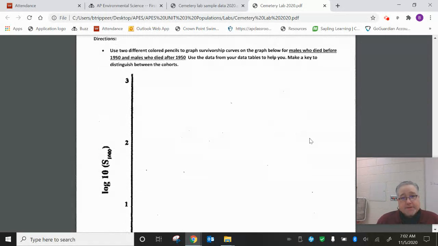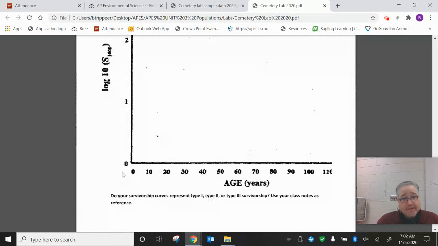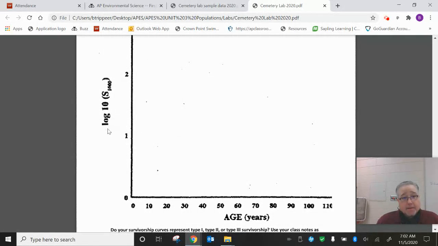Okay, so here we go. So this graph here, you'll notice the axes. Okay, you've got your log 10 column. That's your survivorship column. Your log 10, and then you have your age. So these are your cohorts. Right? This is the 0 to 9 age cohort, the 10 to 20 cohort, the 20 to 30 cohort, etc. Okay. So all we're going to do is we're just going to plot points.